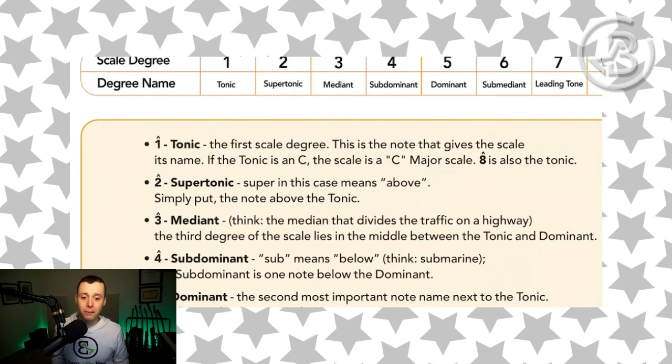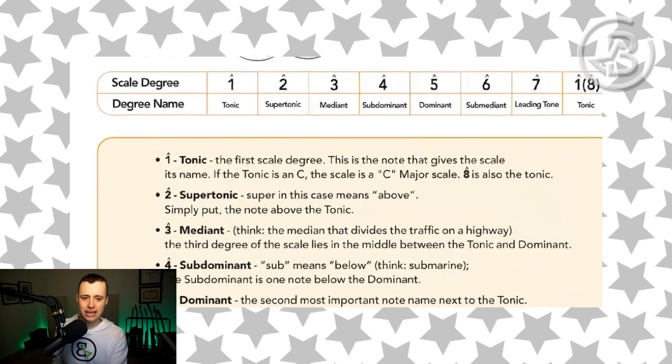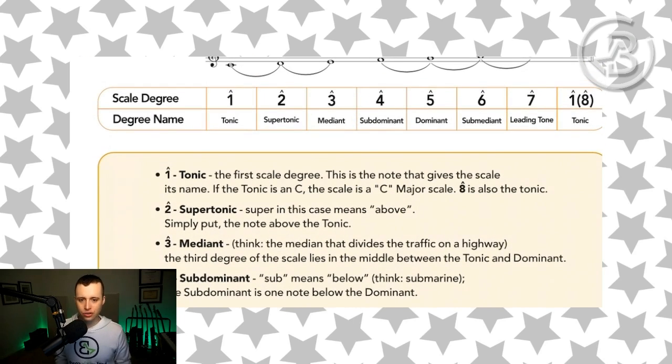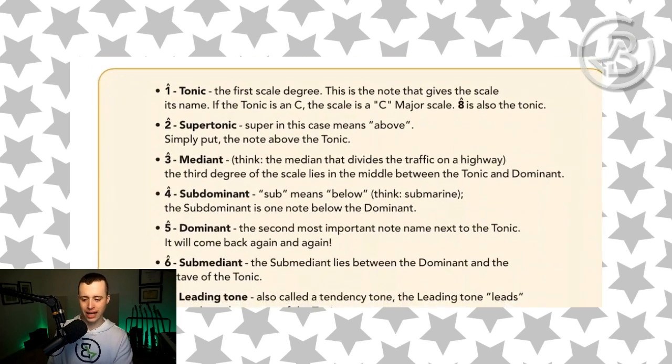Now the mediant. You can think about the median that divides a highway. The mediant divides the space between scale degree 1 and scale degree 5. It's halfway between scale degree 1 and scale degree 5, right here. That's our mediant. So that's why we call it the mediant, because it divides the space between 1 and 5.